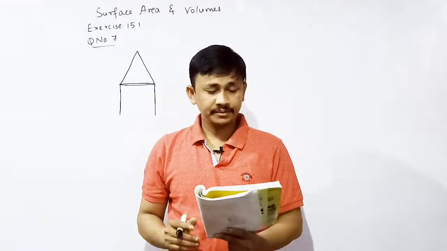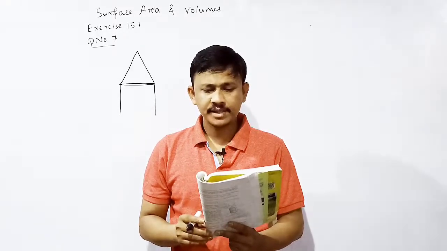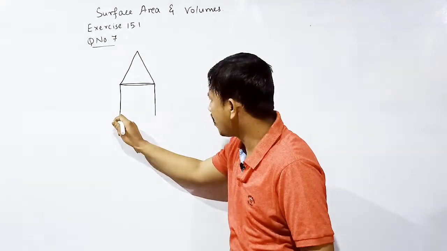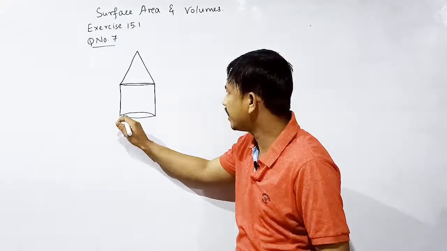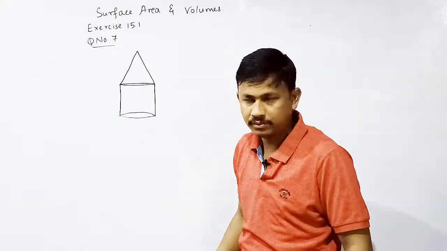Question number 7. A tent is in the shape of a cylinder surmounted by a conical top. The base is a cylinder and the top part is a cone.